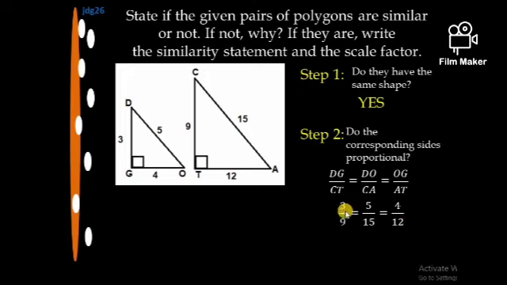Get the lowest term. 3 and 9 are both divisible by 3. So, we have 1/3. 5 and 15 are both divisible by 5. So, pag sinimplify natin, 1/3. 4 over 12, the lowest term is also 1/3. Since they are all equal, therefore, the corresponding sides are proportional.